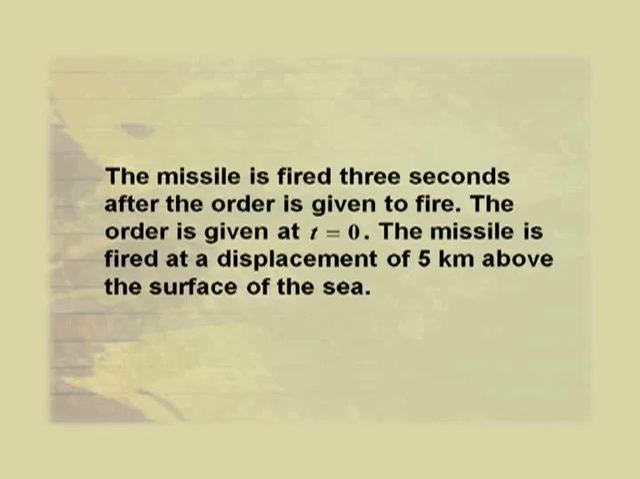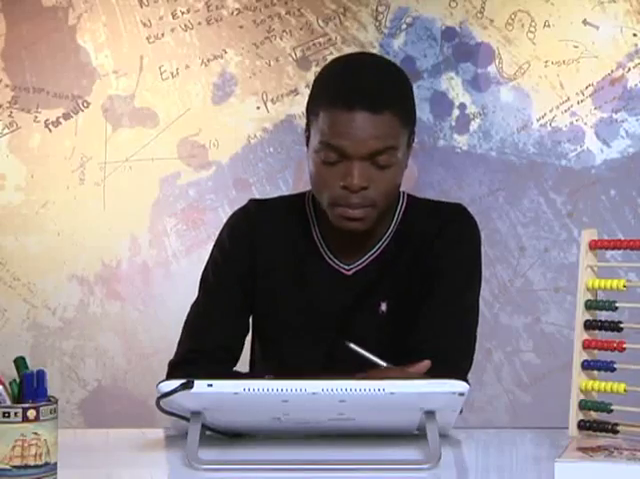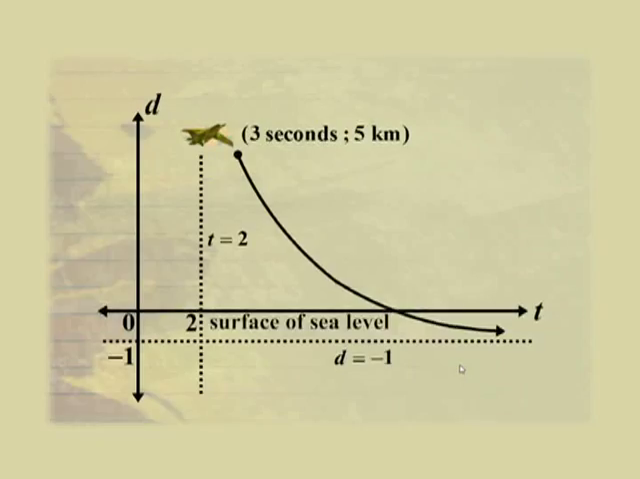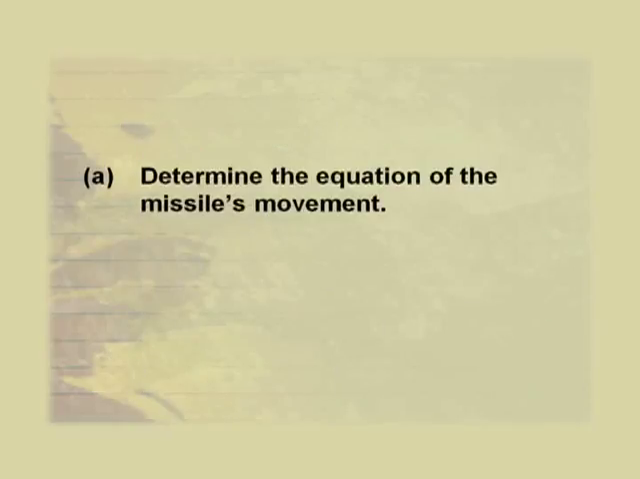Graphs. So guys, this is the scenario. The missile is fired 3 seconds after the order is given to fire. The order is given at t is equal to 0. The missile is fired at a displacement of 5 kilometers above the surface of the sea. So guys, this is the diagram. You see the asymptotes, and these asymptotes can never ever be crossed. So the first question is, we have to determine the equation of the missile's movement.